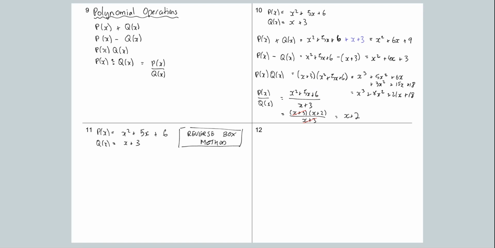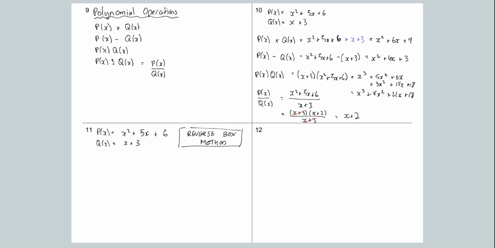It all works out. Okay, let's just say, though, that you don't know how to factorize the top, or it's not quite evident, can you use some other division method in order to work out what the quotient is, the result from dividing? And the answer is yes. And I'm going to go through the reverse box method. There are at least 2 other methods that I'm aware of, but this is the one I'm going to focus on for the next series of videos.